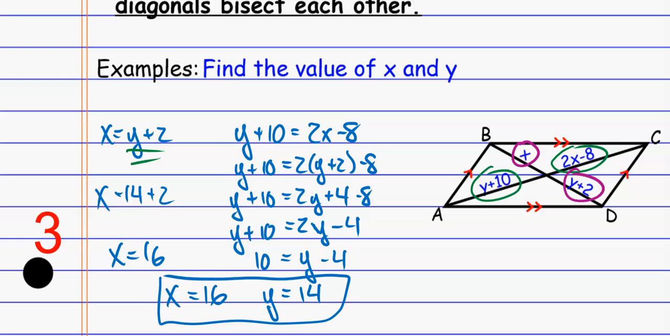And that's it. So, properties of parallelograms. Yes, the definition of a parallelogram is that the opposite sides are parallel, but it automatically gives us that the opposite sides are congruent, the opposite angles are congruent, consecutive angles are supplementary, and that the diagonals bisect one another.